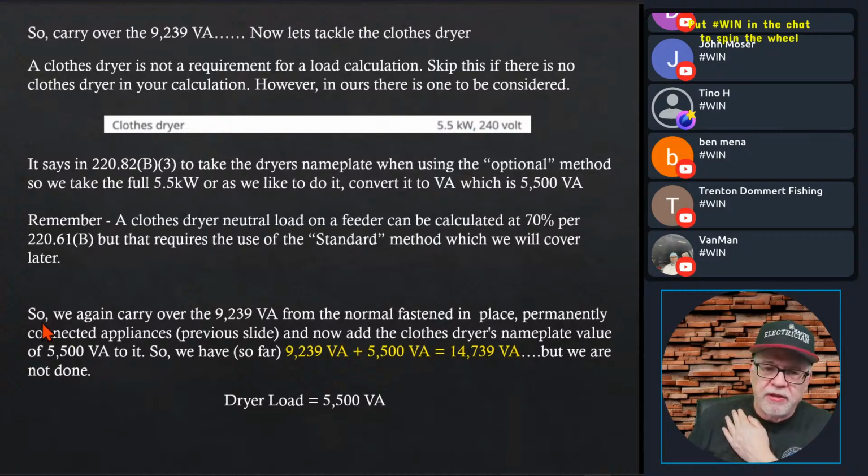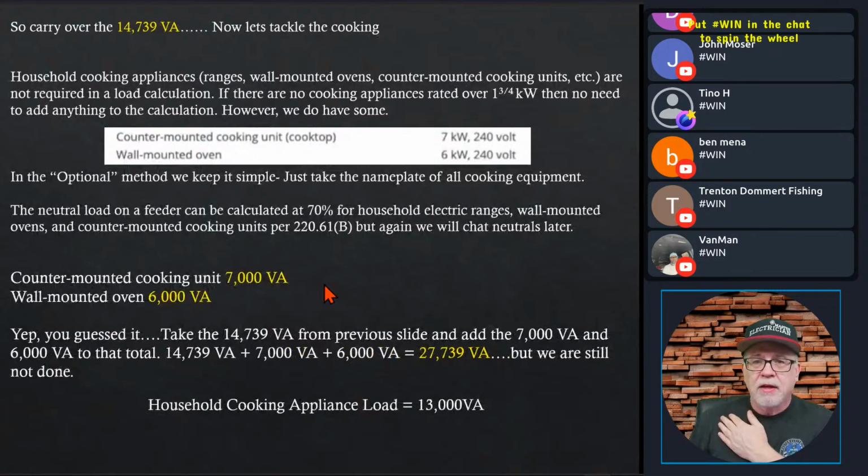Okay. So we can again carry over that 9,239, which was from our fixed appliances, fastened in place, permanently connected. And now we add that clothes dryer to it, which was 5,500. That's the nameplate. So don't trust me. 9,239 plus 5,500 is 14,739. And that's what we have on the screen. So we just added those two together. Easy peasy, right? All right. So we take that value, carry it over.